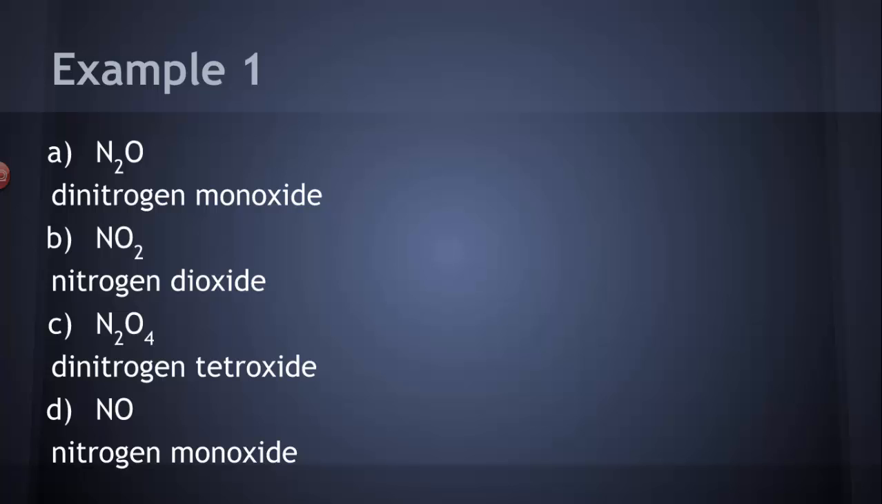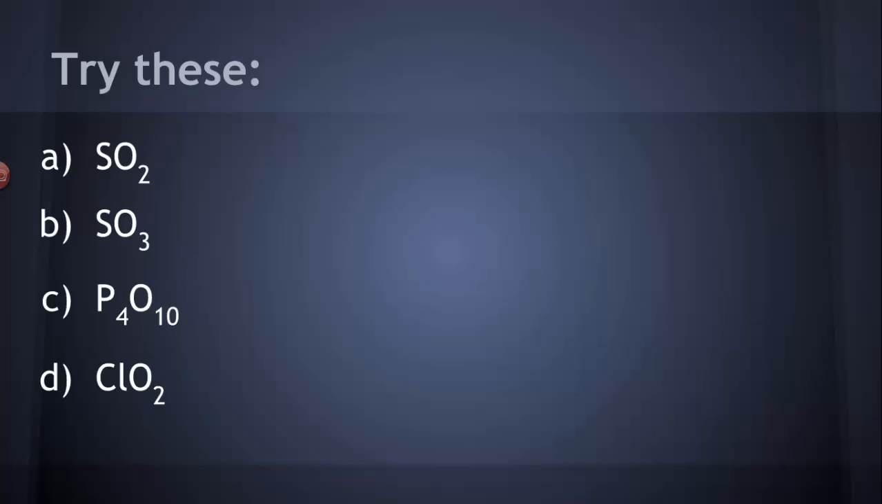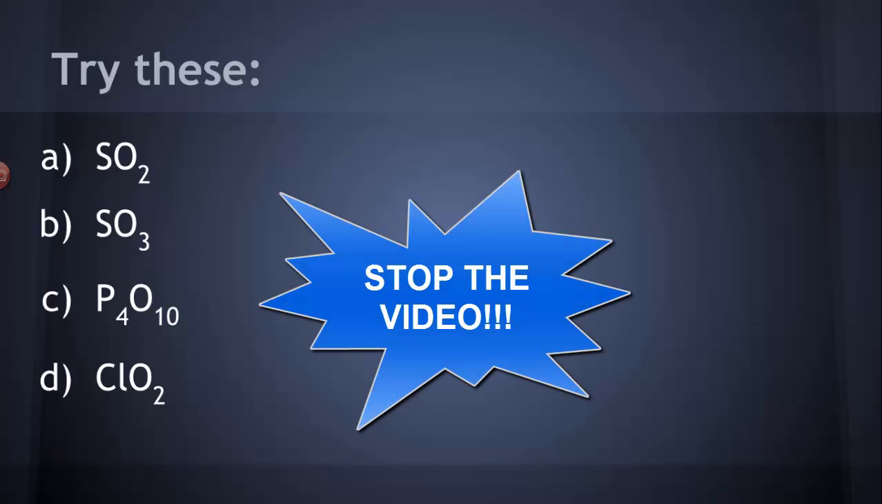Those are four different names for four different compounds, but they all contain the same exact elements. But now, by using these prefixes, we have an easy way to tell them apart. Okay, I want you to try these. Stop the video, make sure you have your list of Greek prefixes, and try to name these four compounds. SO2 and SO3, they're very similar. P4O10 and ClO2. That's not an I, that's an L. ClO2. Go ahead and stop the video and try to name them.